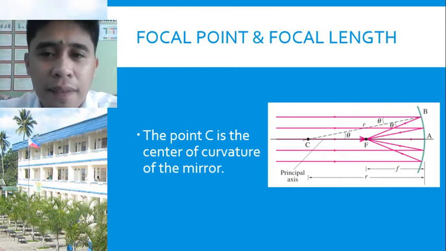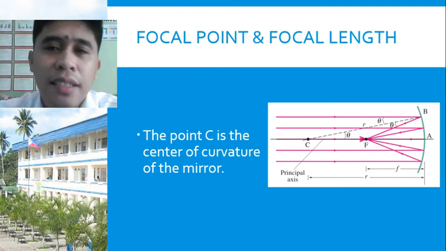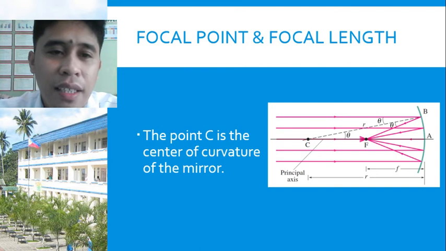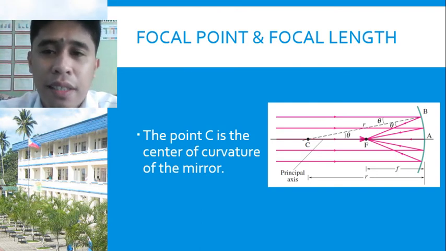The focal length is half the radius of curvature, or the C. The point C is the center of curvature of the mirror. It is also the center of the sphere of which the mirror is a part.